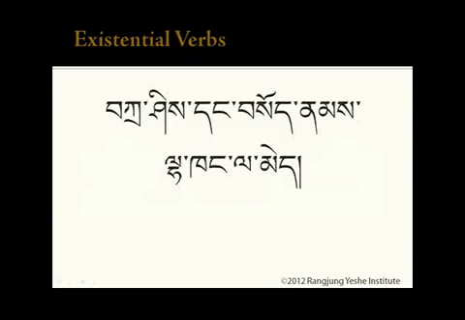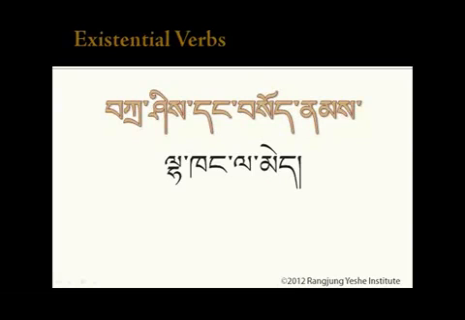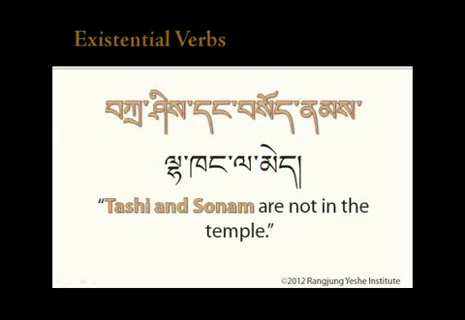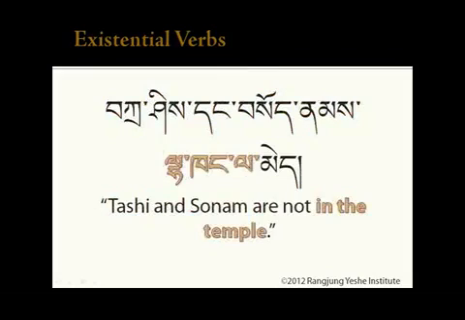Let's try another one. Tashi tang sonam takang la me. Tashi and sonam are proper names here. They're linked by the connecting word dang, so we read them together as a nominal group. Tashi dang sonam, tashi and sonam. The next word, hakang, meaning temple, is marked by a la particle. So we know that this is a location, in the temple, or maybe at the temple. Then we have me, the negative existential verb. So we end up with tashi and sonam are not in the temple.